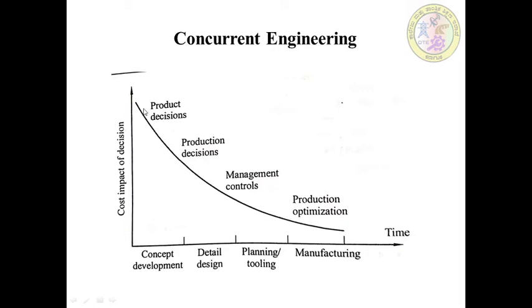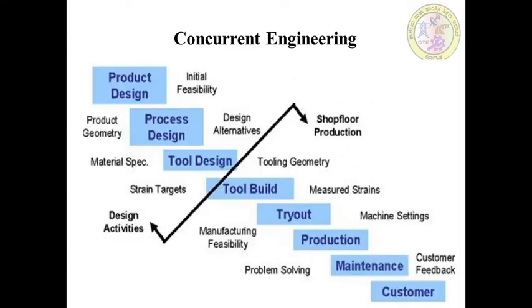At the time of concept development, if you produce any product, the cost of this product will be high. Once the optimized path is achieved, the production time may be more, but the cost of this particular product will be very low. Now we need to understand the characteristics of this concurrent engineering.